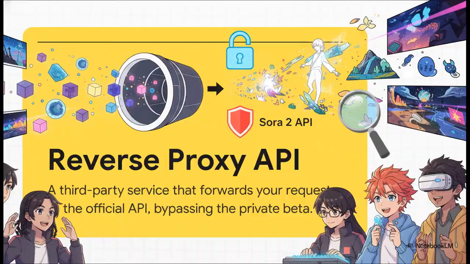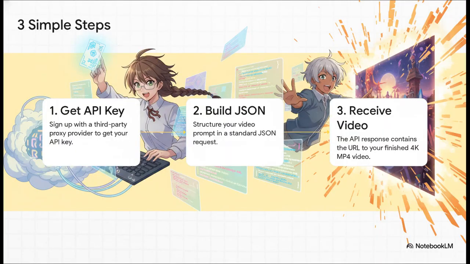It's brilliant. And the best part is how surprisingly simple it is to get started. It's really just 3 steps. First, you sign up with one of these proxy providers and get your API key. Second, you just structure your prompt in a standard JSON request, nothing fancy. And third, you make the call. The response comes back with a URL to your finished 4K video. It's that easy to integrate.